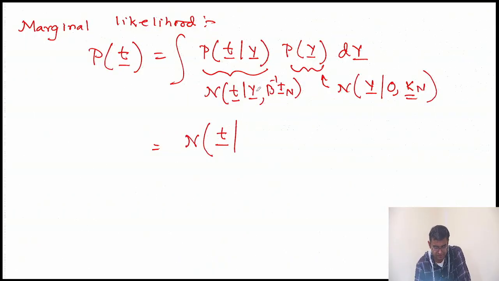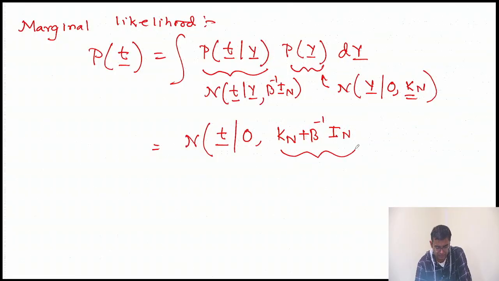Now what is the mean? 0, because I will take the mean of y bar, which is 0 from the A B formula that we did last time. And what is the covariance? K_n plus beta inverse I_n, and we are going to call it C_n. And C_n is now a function of beta and theta_k, all the hyperparameters of my model. All of these are unknown.